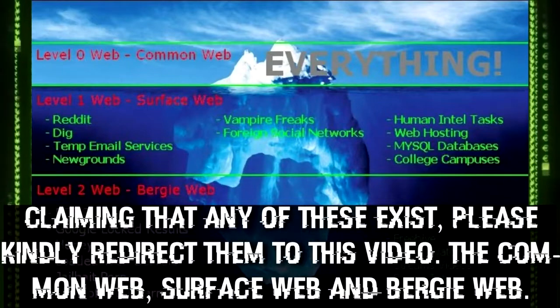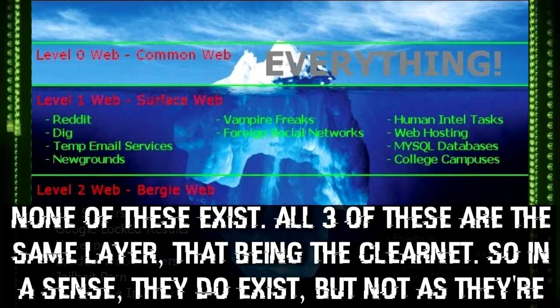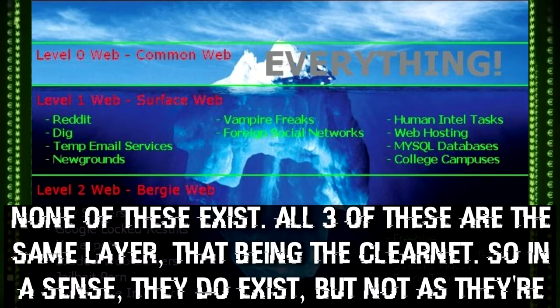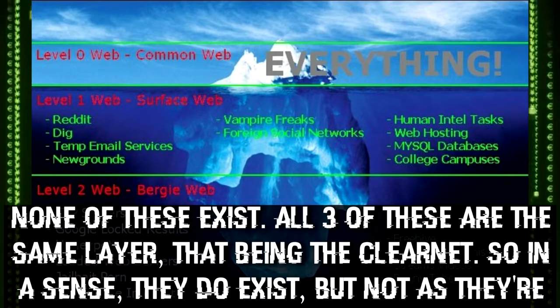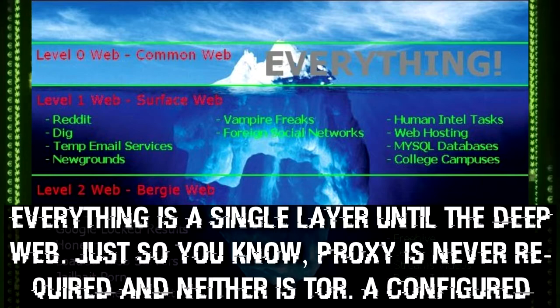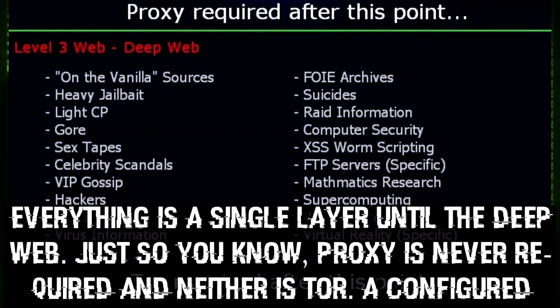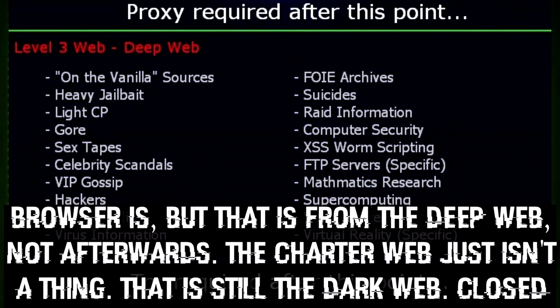The common web, surface web, and Berkeley web. None of these exist. All 3 of these are the same layer, that being the clearnet. So in a sense, they do exist, but not as they're listed. Everything is a single layer until the deep web. Just so you know, proxy is never required and Tor isn't either. A configured browser is, but that is from the deep web, not afterwards.